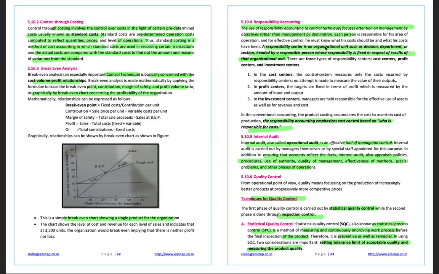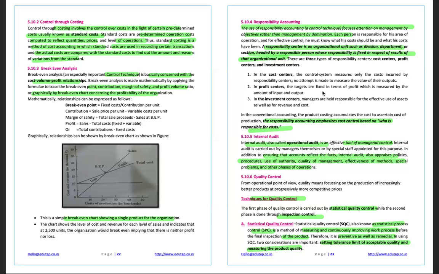A responsibility center is an organizational unit such as division, department, or section headed by a responsible person whose responsibility is fixed in respect of results of that organizational unit. So there are three types of responsibility centers: cost center, profit center, and investment center. In the cost centers, the control system measures only the cost incurred by responsibility centers. No attempt is made to measure the value of their outputs.